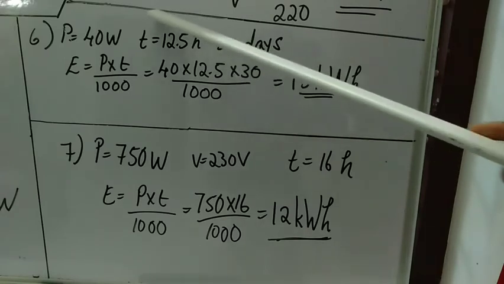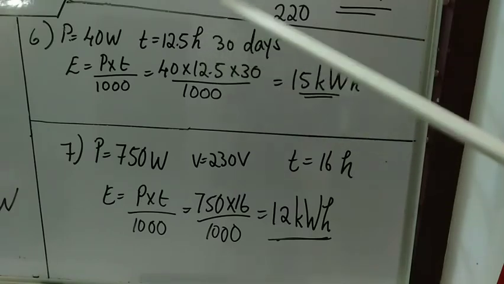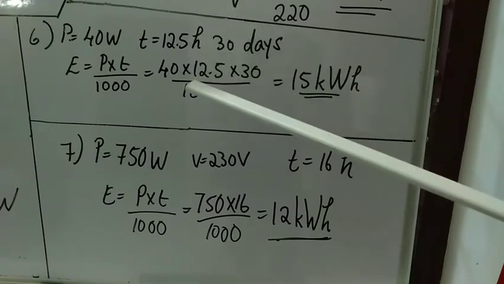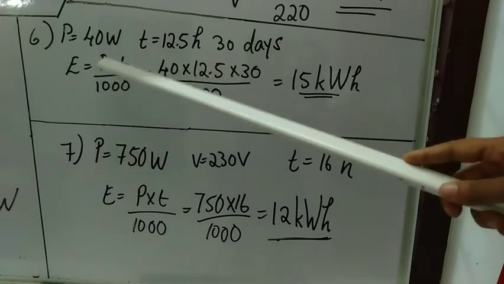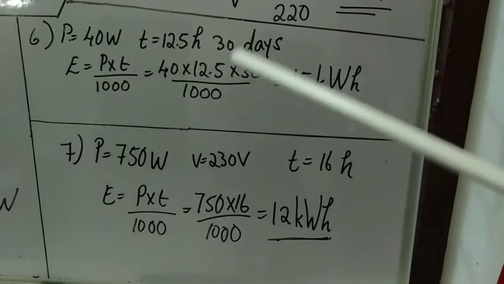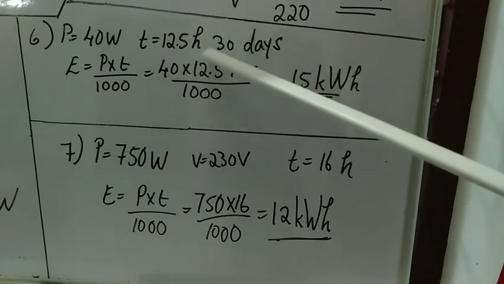And here you know the time is given in hour. Here no need to change into SI unit. Because according to the electrical energy formula, power in kilowatt into time in hour. Already in the formula you have to take time in hour itself. So no need to change the time in hour.